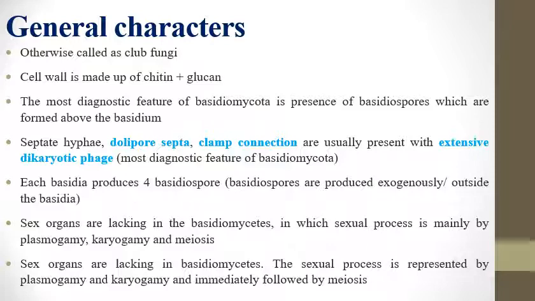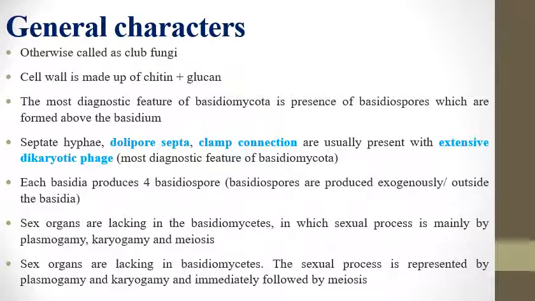The mycelium is of septate type. Dolipore septa and clamp connection are usually present, whereas they are usually absent in Ascomycota. Dolipore septa and clamp connection are usually present in Basidiomycota with an extensive dikaryotic phase, which is a prominent diagnostic feature, whereas crozier formation is absent in Basidiomycota.